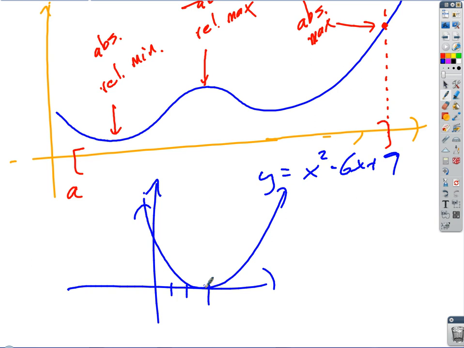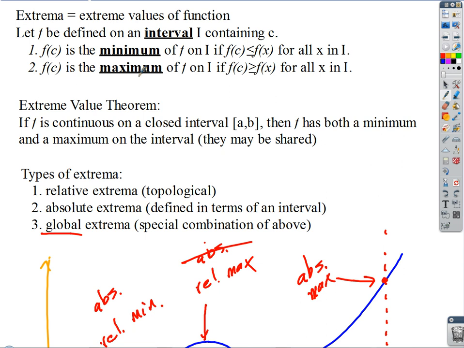Yes. Makes sense? Because this function is always opening up, right? And so that's guaranteed to be, no matter where you go, no matter what interval you impose, if it includes that point, that's got to be the minimum, right? So global just means it's a valley or a peak that is, absolutely speaking, the lowest valley or the tallest peak. Yes, sir.